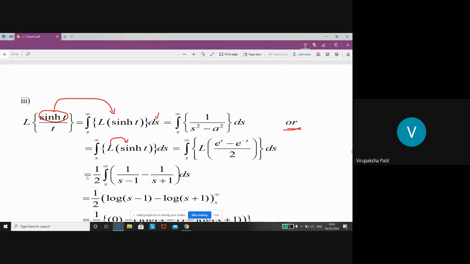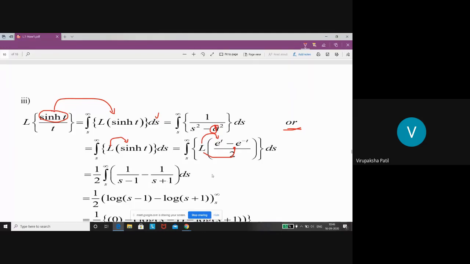Now, 1 by 2 is a constant here. We'll take that outside, with integration from s to infinity as it is. Now apply the Laplace transform to e raised to t and to e raised to minus t. The Laplace transform of e raised to t is 1 divided by s minus 1, minus the Laplace transform of e raised to minus t, which is 1 divided by s plus 1. I'm sorry, here it should be 1. By mistake, I have written it as a square. It is a standard result. Please make the correction here. This is 1 square.